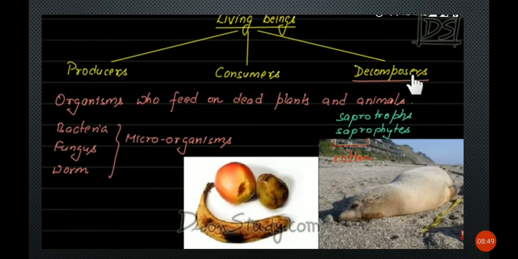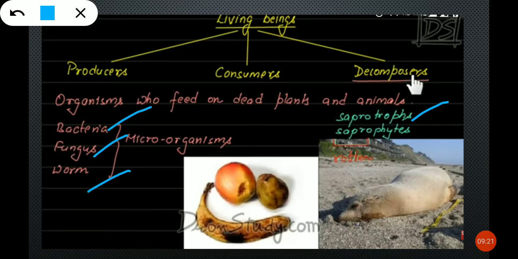Now we have learnt about producers and consumers. Now decomposers. What are decomposers? Decomposers means organisms who feed on dead plants and animals. Decomposers are also called saprophytes. Examples you can see: bacteria, fungus, worms. So these are all what?